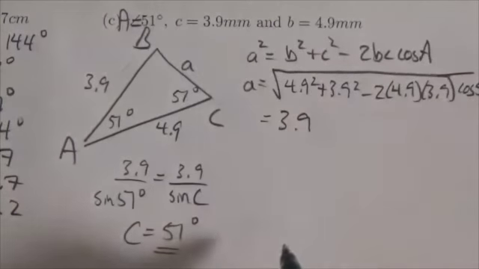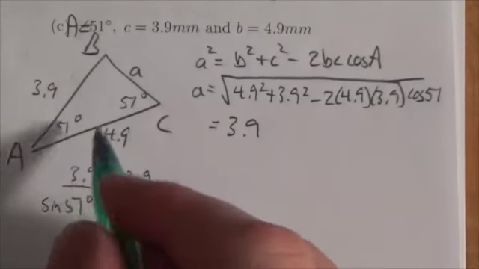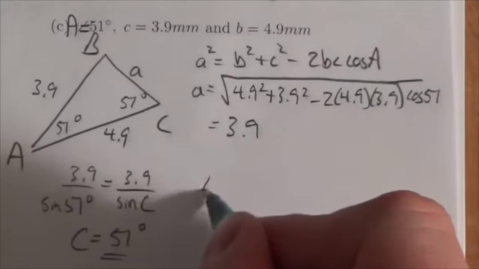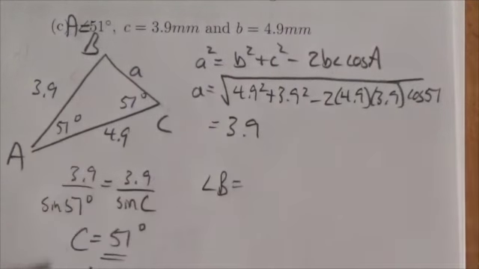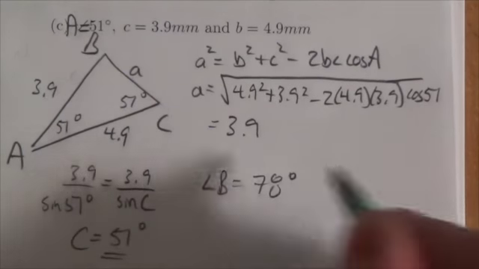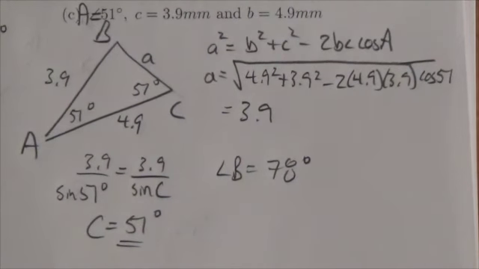So this is an isosceles triangle. And now to get B, angle B is simply going to be 180 degrees minus the two given ones. So 180 minus 51 minus 51, and we get 78 degrees. And so those are the bits of information that we're missing.